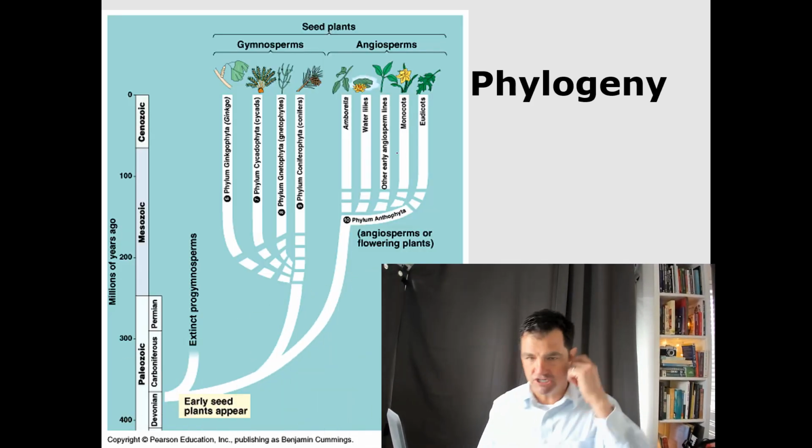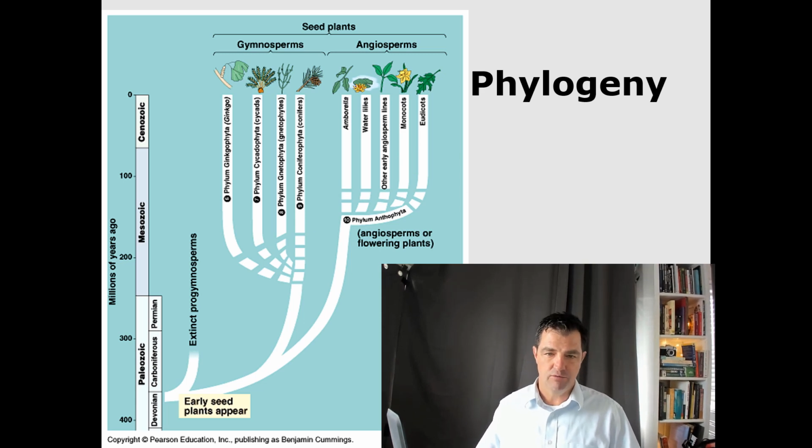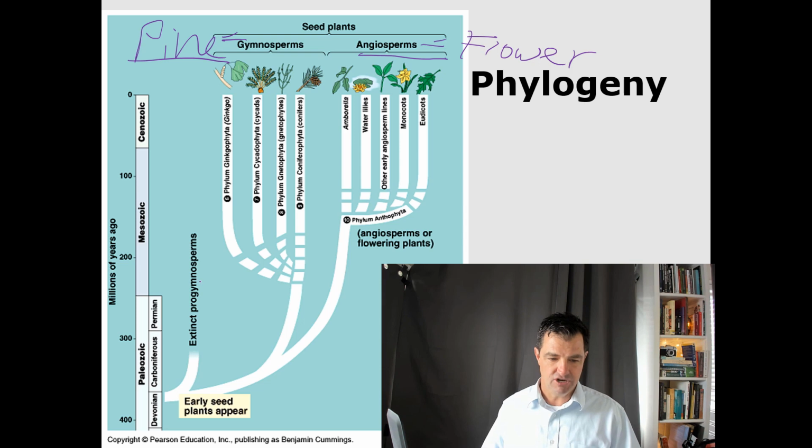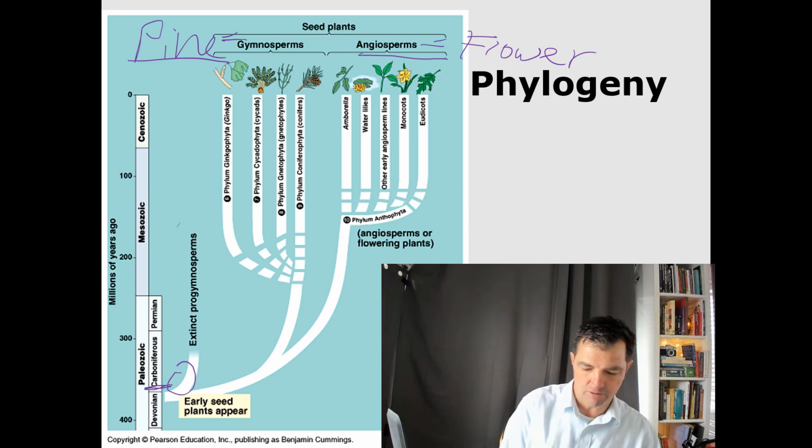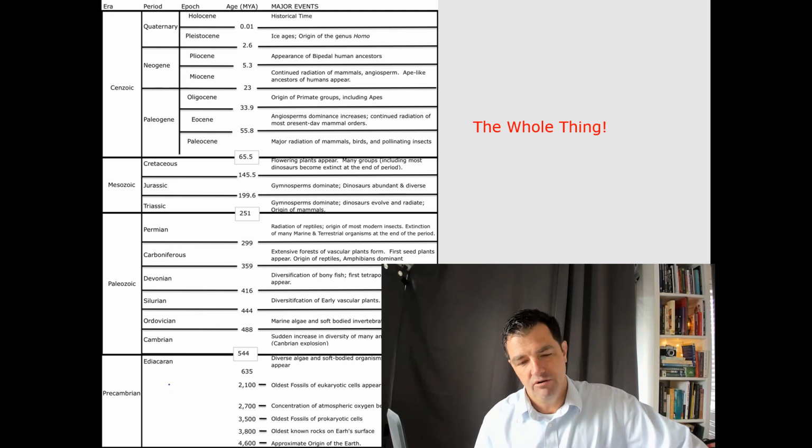Okay, if we look at the phylogeny of some of the groups that appeared, and we'll get into this in more detail, we'll talk about angiosperms, which again are flowering plants, and gymnosperms, which are things like pine trees and others. We'll go through each of these different phyla or divisions, and you can see where they appear back here in the Paleozoic. They seem to split off from early seed plants around the Paleozoic, somewhere around the Devonian Carboniferous period.